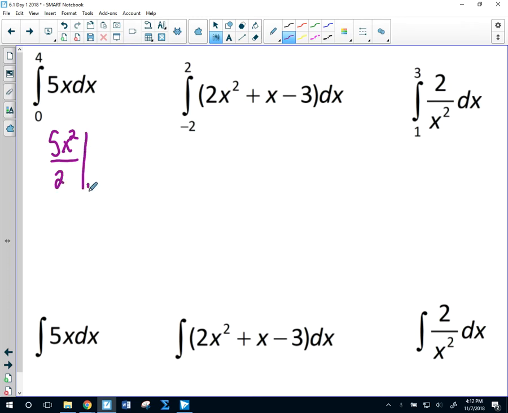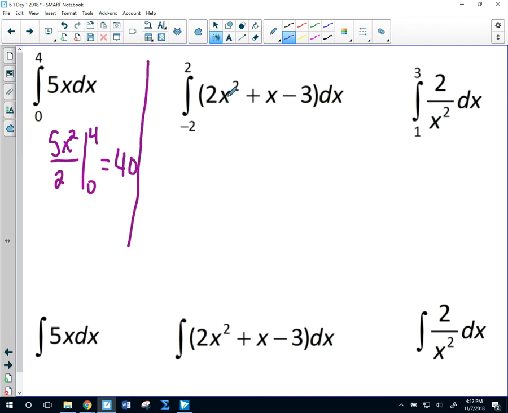And then we are evaluating this problem from 0 to 4. So we're evaluating the results. Substitute 4 in, substitute 0 in, and subtract, and you would get 40 as an answer for this one. And so you do the same thing with each of these over here.